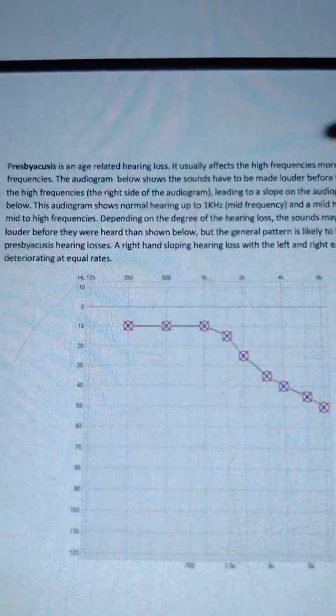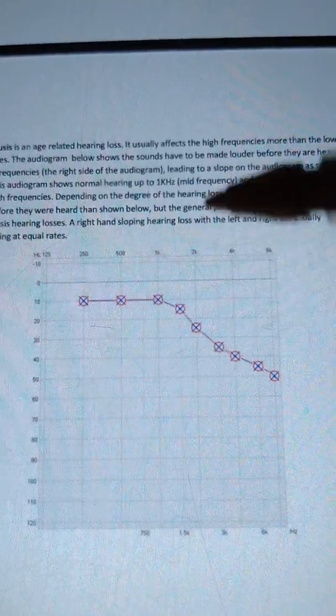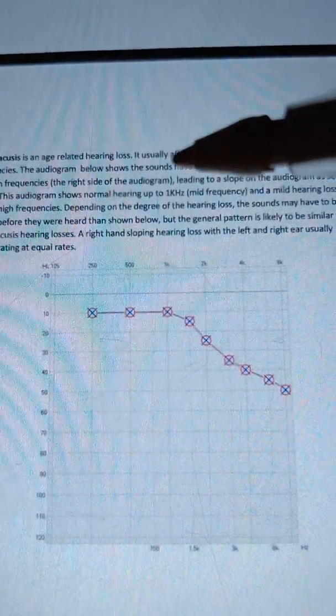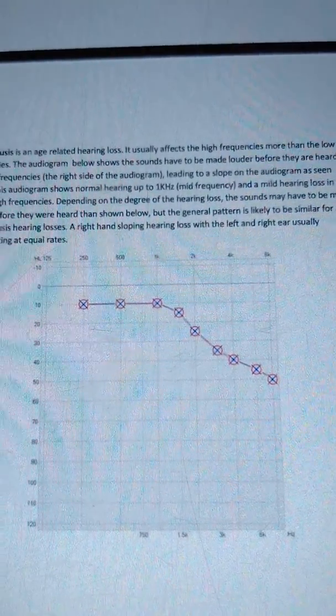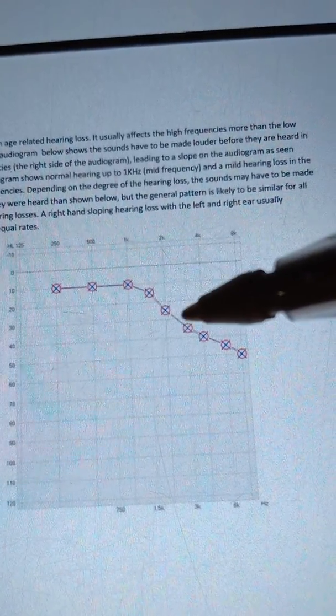Let us review the various audiometric patterns. Presbyacusis usually affects the higher frequency range. The audiogram shows sounds have to be made louder before they are heard in the higher frequency range. This looks like a ski slope and therefore is called the ski slope hearing loss.